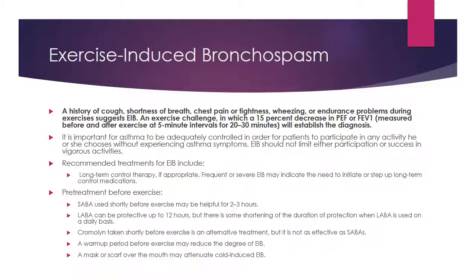Recommended treatments for EIB include long-term control therapy, if appropriate. Frequent or severe EIB may indicate the need to initiate or step up long-term control medications. Pre-treatment before exercise includes short-acting beta agonists used shortly before exercise, which may be helpful for 2 to 3 hours. Long-acting beta agonists can be protective up to 12 hours, and there is some shortening of the duration of protection when it is used on a daily basis.